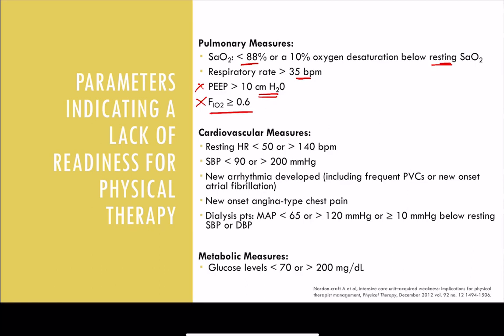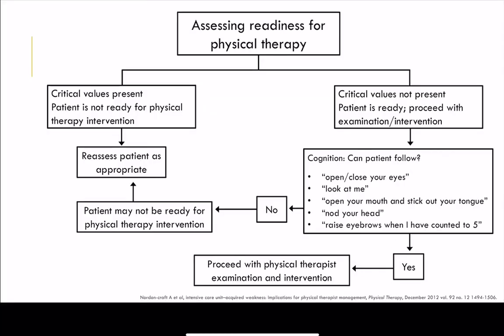So if you've been a little more familiar with liters per minute flow rates, that's how that normally kind of associates. We will have an oxygen lecture where you feel more comfortable with those numbers and how to kind of move between them. Cardiovascular measures, if heart rate is too low or too high, if systolic blood pressure is too low or too high, if arrhythmias are developing, if they have angina, and then there's certain characteristics for dialysis patients, and then blood glucose levels as well.